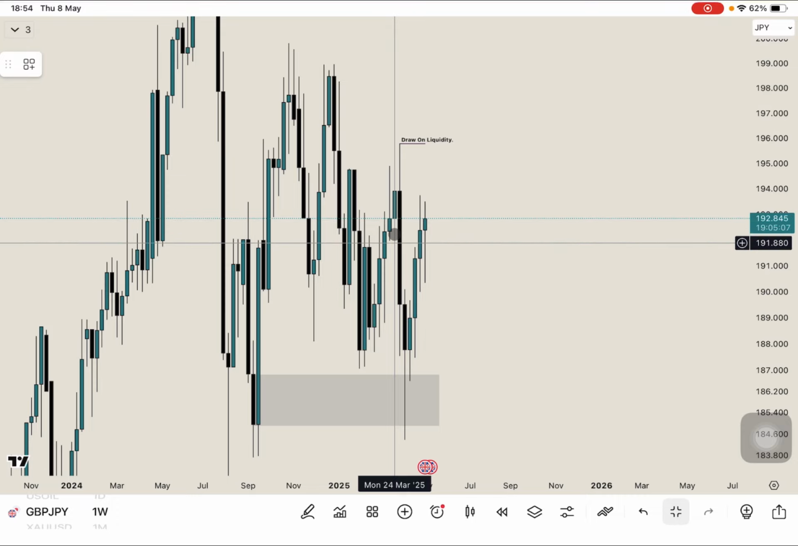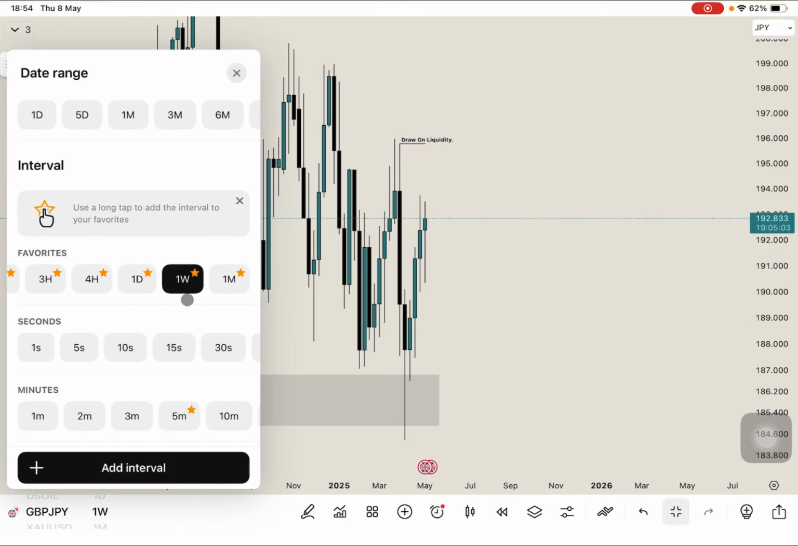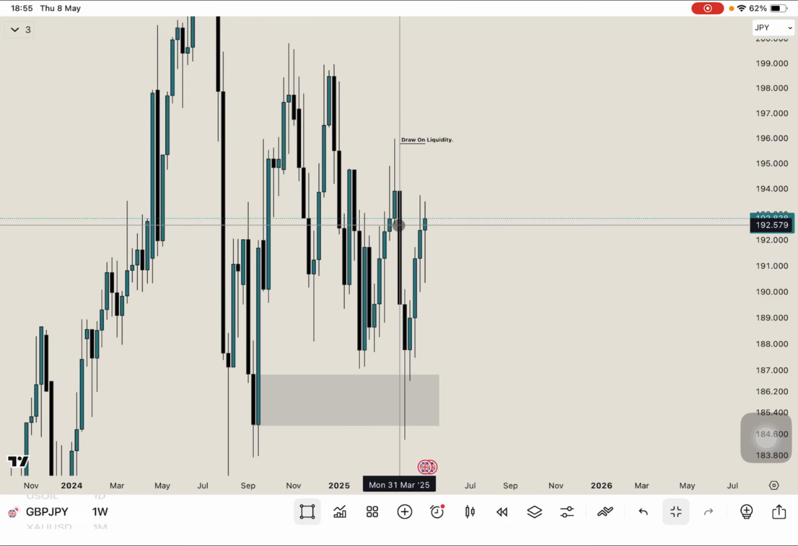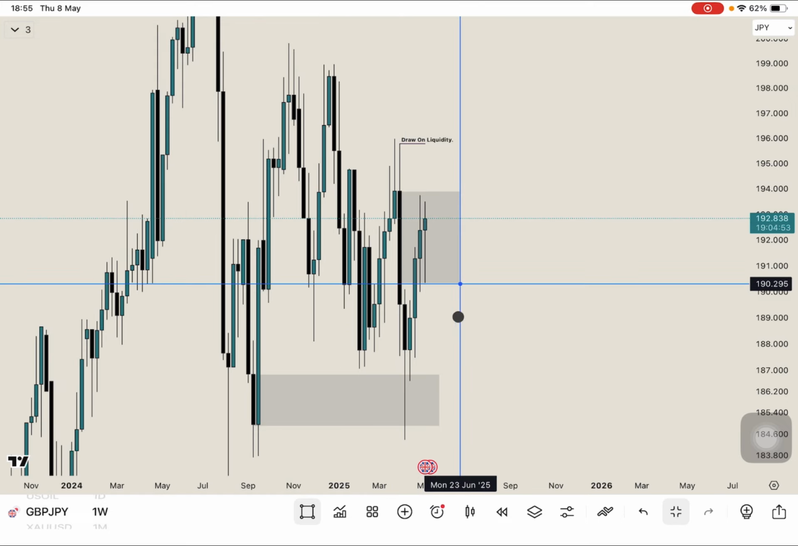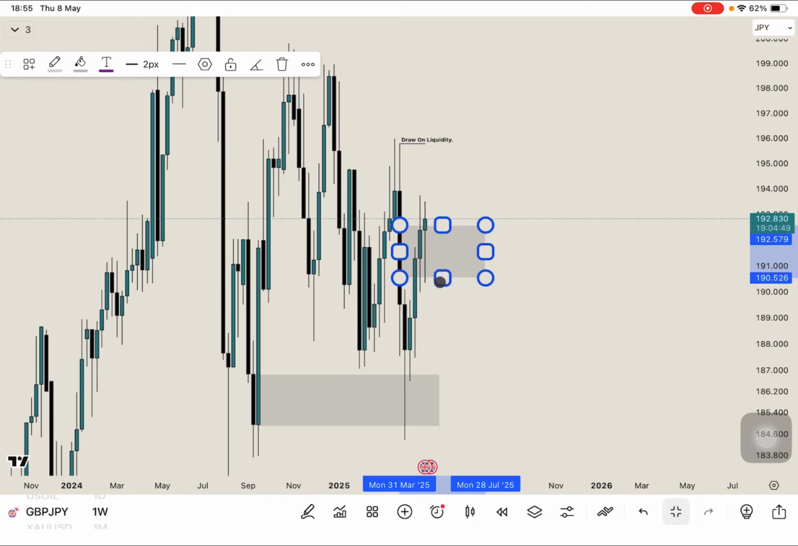also have to be cautious of this fair value gap. But if you look at the 4-hour time frame, let me draw the fair value gap. I want to explain it in detail. If you look at the 4-hour time frame, this was the initial fair value gap.